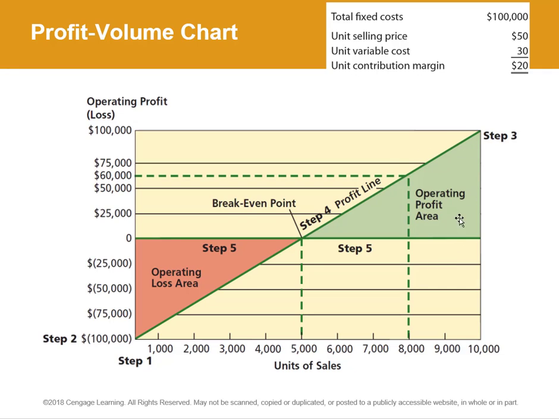This is your operating profit area. Okay, there it is at 60,000 in profit. That's how much we would make. We would have to sell 8,000 units.